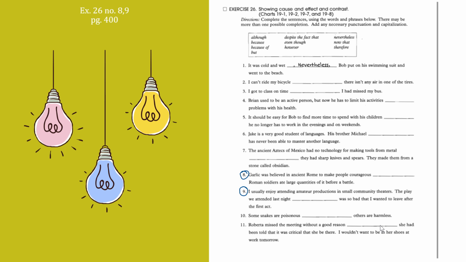Number 9. I usually enjoy attending amateur productions in small community theater. The play we attended last night was so bad that I wanted to leave after the first act. Have a look at the sentences and find out the relationship between them. Because the relationship is contrast, however is the best answer. I usually enjoy attending amateur productions in small community theater. The play we attended last night, however, was so bad that I wanted to leave after the first act.